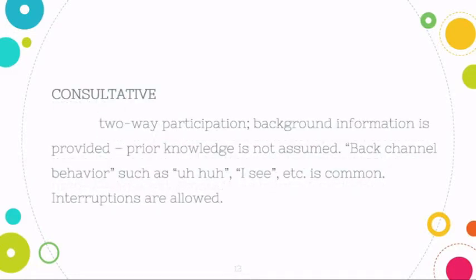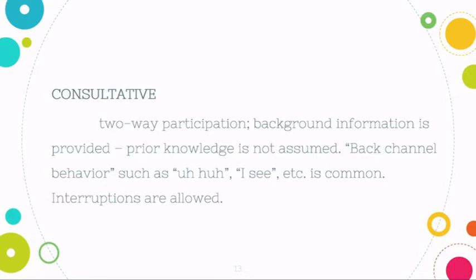Again, we have consultative. Consultative, on the other hand, is two-way participation. Background information is provided, but prior knowledge is not assumed. And we also have here the back channel behavior such as "I see," etc. And interruptions are allowed. It's two-way participation because it is a conversation between an expert and someone who consults from the expert. So a consultant and a non-expert.